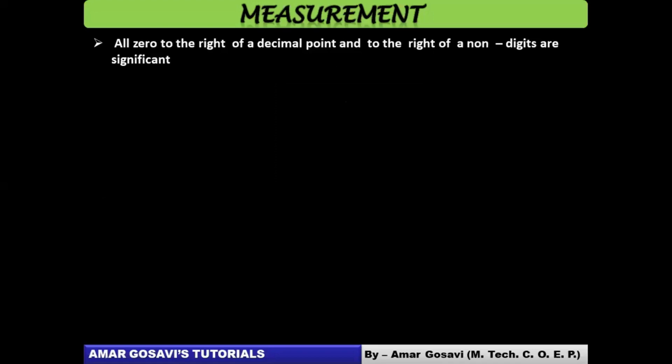There is one more rule to be ascertained before we go for the questions. What it says: all zeros to the right of the decimal point and to the right of a non-zero digit are significant. So what does it mean? Let's have an understanding over here. Let's talk about the number 0.40.